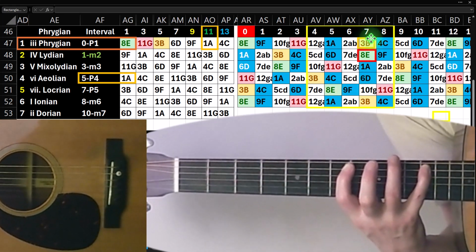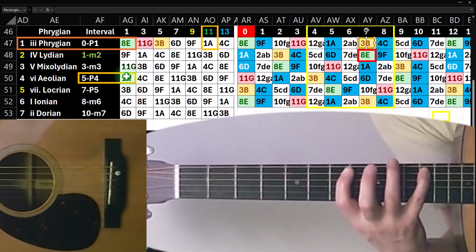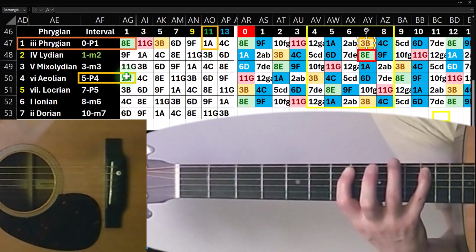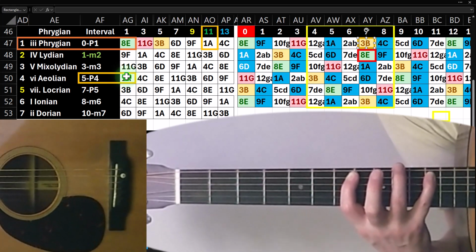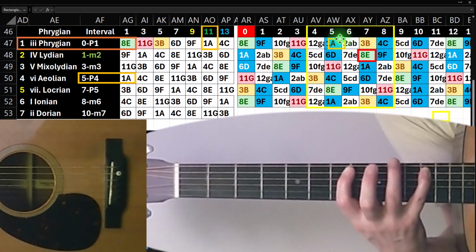So if I go above it, remember that I have to take the inverse distance. So it's a 5-note away perfect fourth. 12 minus 5 is 7. So I'm going to say this is 5, 6, 7.